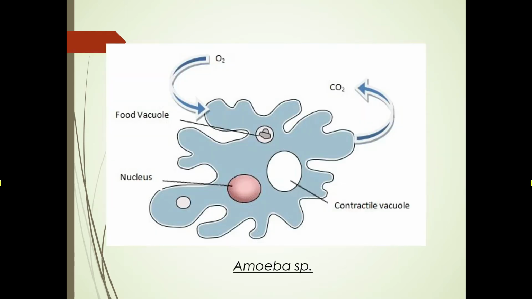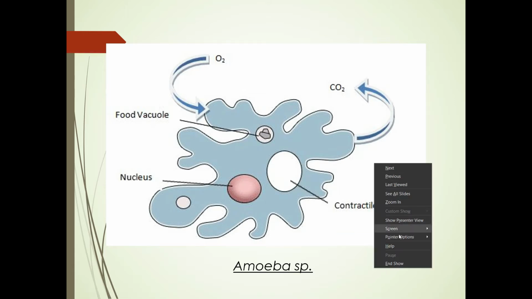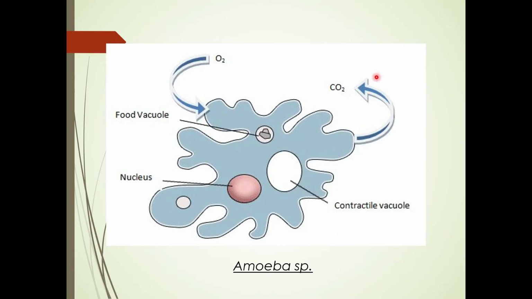So this is the amoeba. You can see here the oxygen enters the cell and carbon dioxide is released to the surrounding, only by using diffusion. They also of course have a nucleus, which controls all the activity that happens inside the amoeba cell.